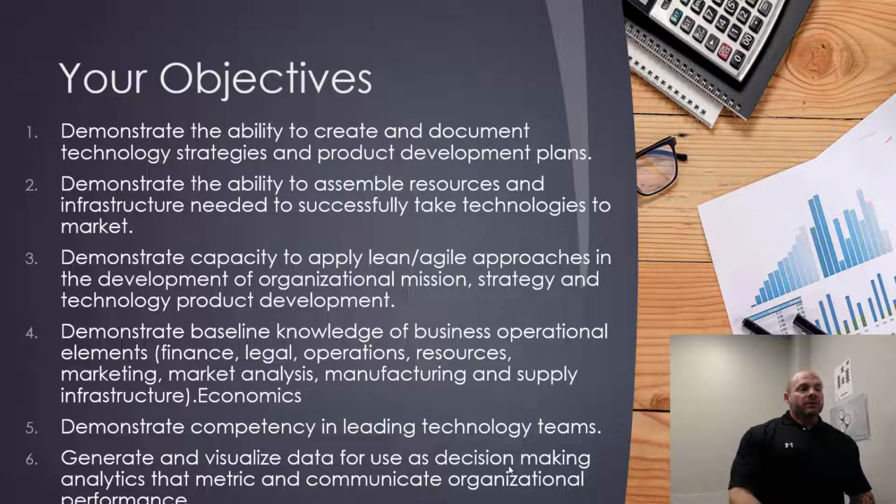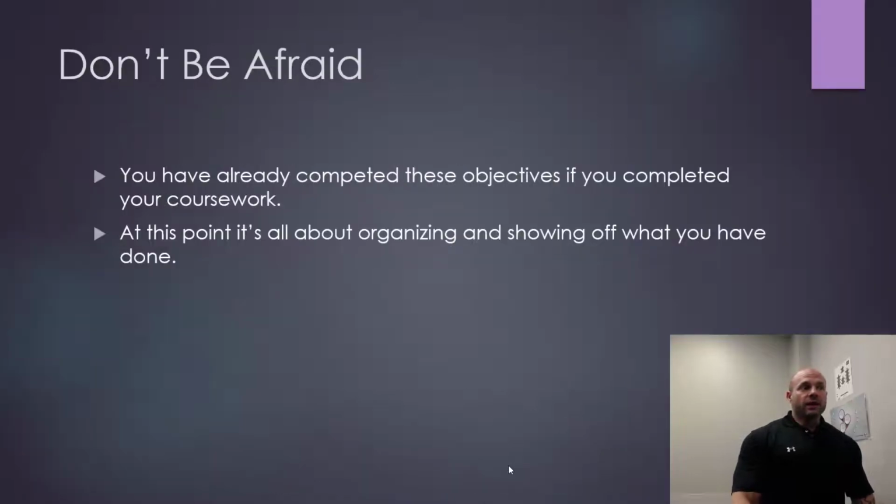Now, these 6 objectives on the surface might seem a little intimidating, but you have already completed the coursework in your classes here at UAT to sufficiently demonstrate the ability to meet these 6 objectives. So that's what you're going to be focusing on. Don't be afraid. You've already completed these objectives if you complete your coursework here at UAT. If you've taken the right business tech classes, or just classes in general that are tied to the business technology program, you're going to be just fine.